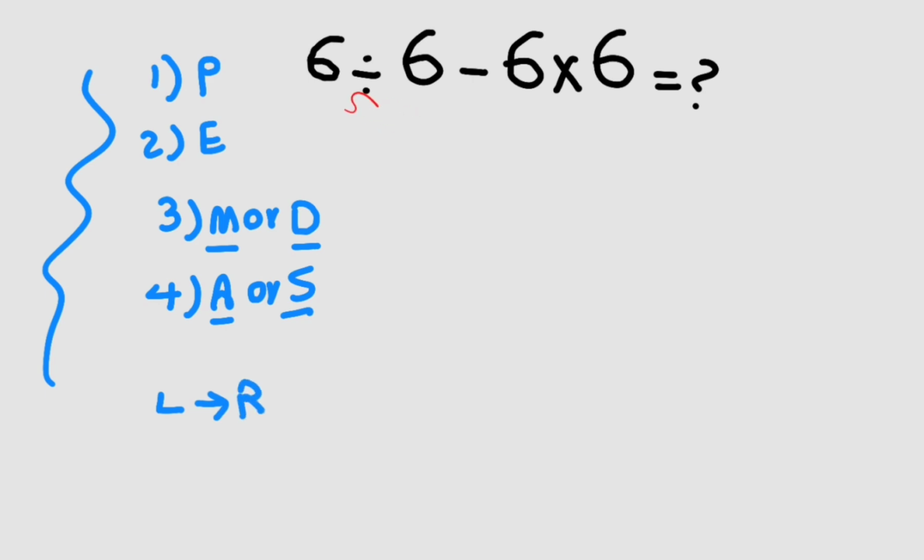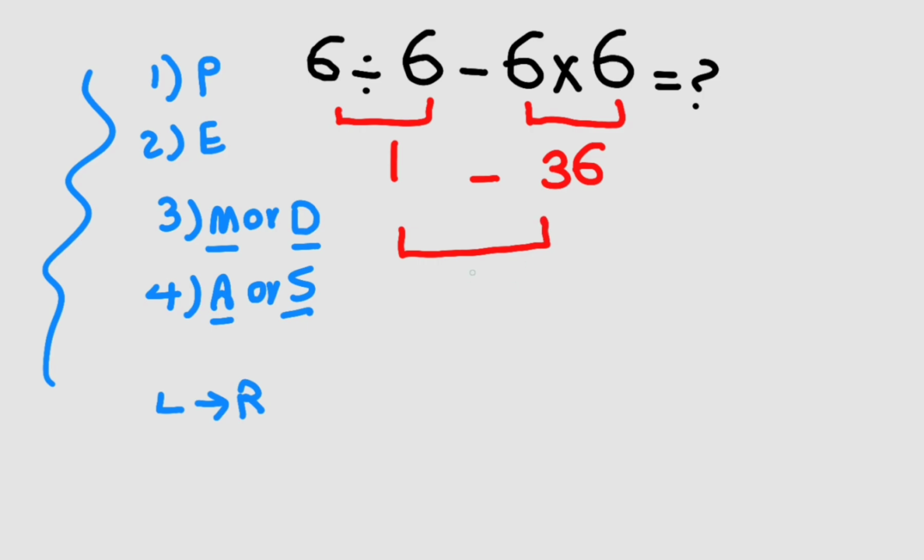Now we have 6 divided by 6 gives us 1, and now 6 times 6 gives us 36, and now we have 1 minus 36, so this expression is equal to negative 35. The final answer is negative 35.